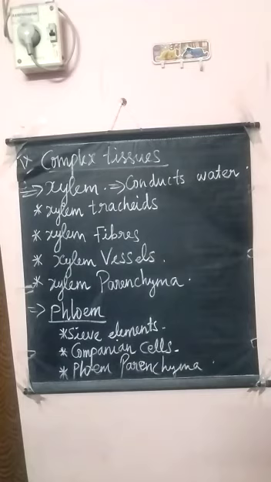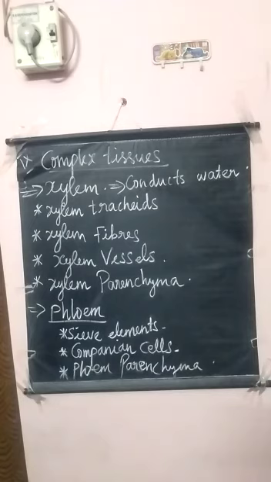These are also elongated structures, but they have points at both ends. What is the function of these xylem fibers? They provide mechanical support to the plant. Xylem fibers only provide mechanical support to the plant. Okay, the next one is xylem vessels.